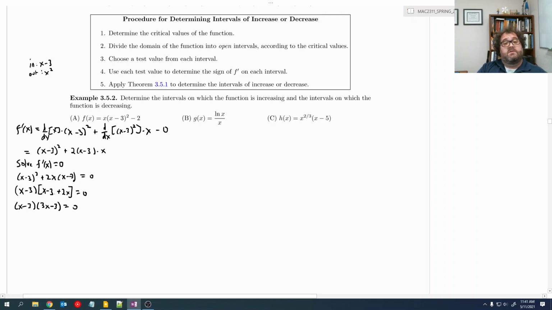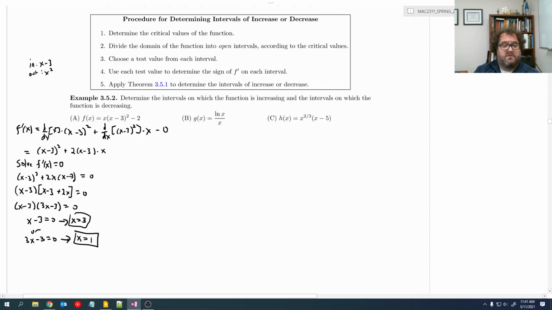Now you can use the zero factor theorem to set these individually equal to 0. So x minus 3 equals 0, or 3x minus 3 equals 0, which imply that x equals 3, or, adding 3 to both sides and dividing by 3, x equals 1. So there are your two critical values.